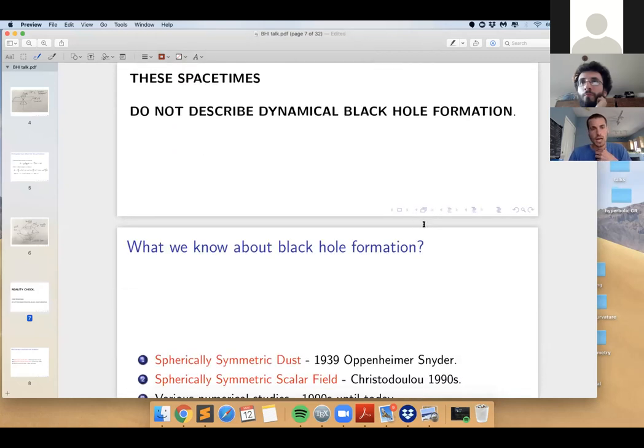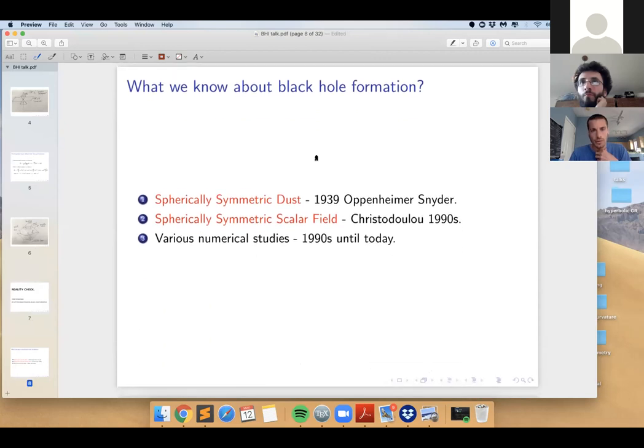So, what do we actually know about black hole formation? Well, in the spherically symmetric case, we know a lot. So in the dust case, we have a 1939 work of Oppenheimer-Snyder, right? The exact solution, spherically symmetric collapse of dust, wonderful work. And then in the 90s, a series of very difficult deep work by Christodoulou, yielding a full understanding of what happens in spherical symmetry for the scalar field.